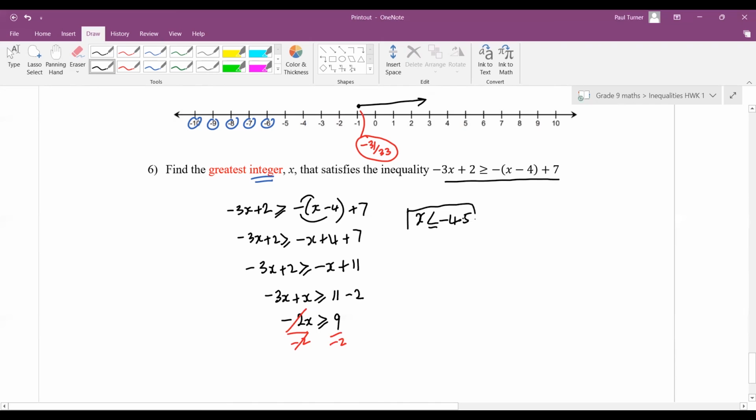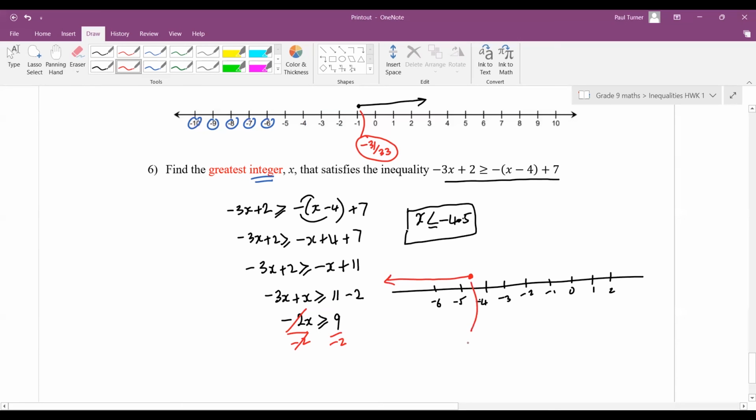So you get some marks if you get that far, but you actually haven't answered the question yet. So let's think about that on a number line. So we've got minus 4, minus 3, minus 2, minus 1, 0, 1, 2, minus 5, minus 6. So this is any number less than or equal to minus 4.5. So minus 4.5 is here. Okay, just to be clear, that's minus 4.5. And look at the question. It wants the largest integer that will satisfy this equation here.